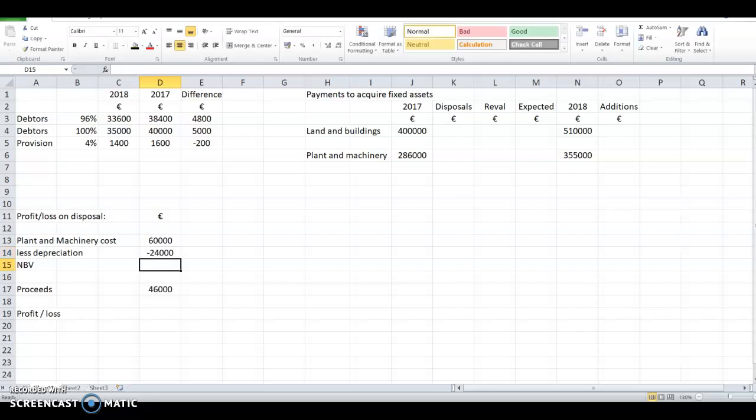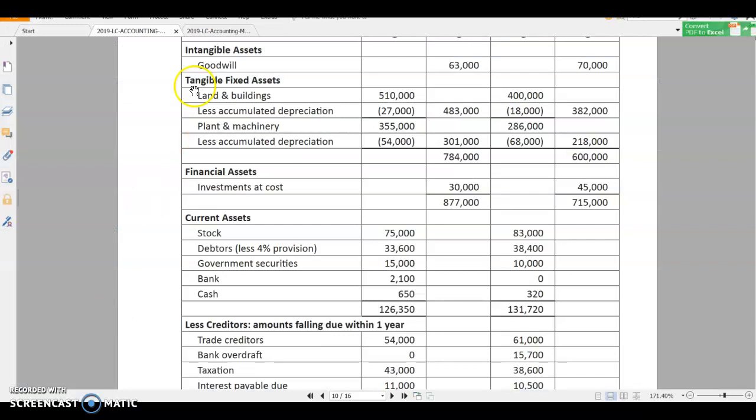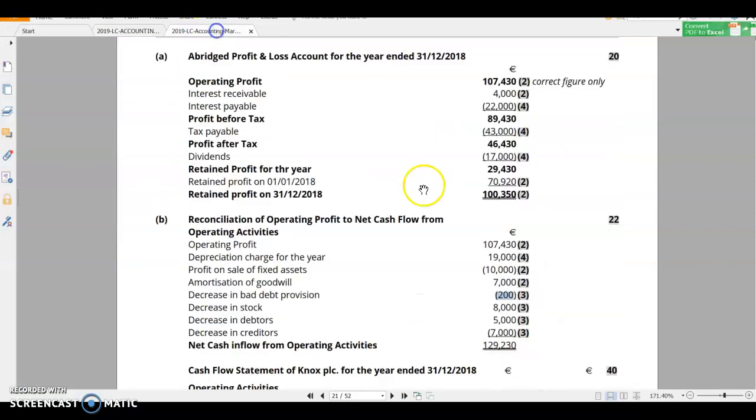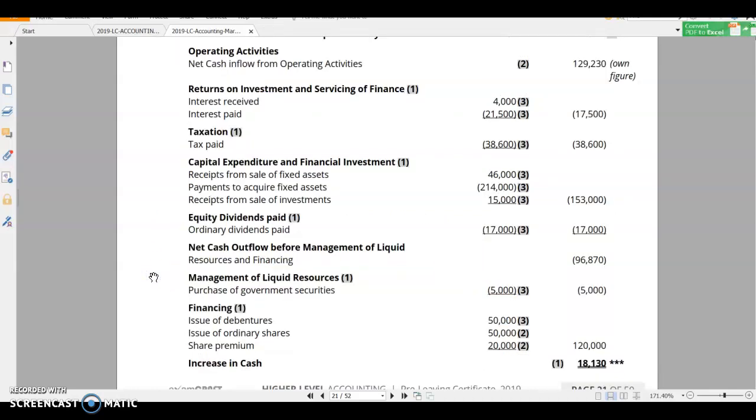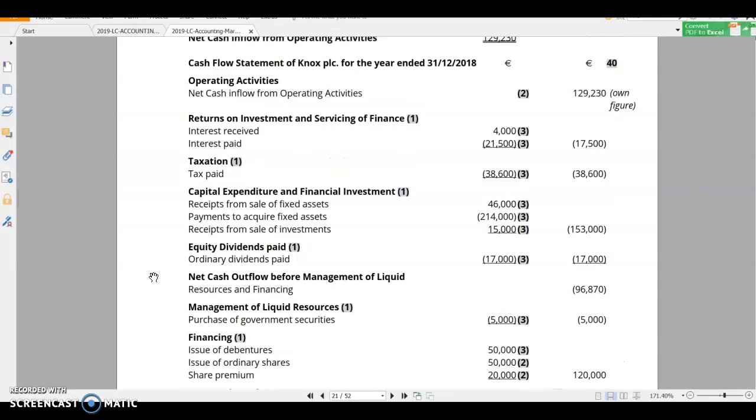Take that 24,000 away from the 60,000 cost, and it has a book value of 36 when you sold it. You sold it for 46,000, so you sold it for more than it was worth. So you're making a profit of 10,000. That profit would have been other income in your accounts, so you're undoing it here, so you subtract the 10,000. All right, on to the cash flow statement then.